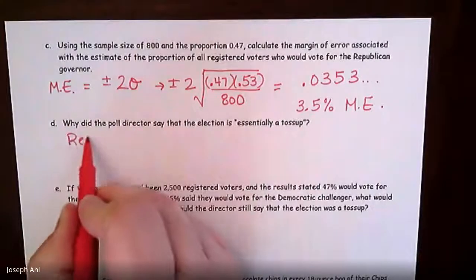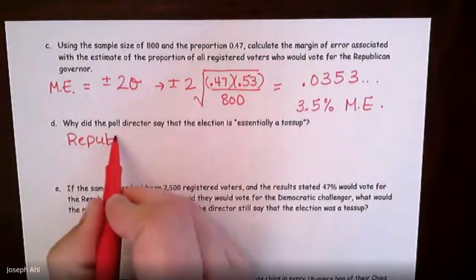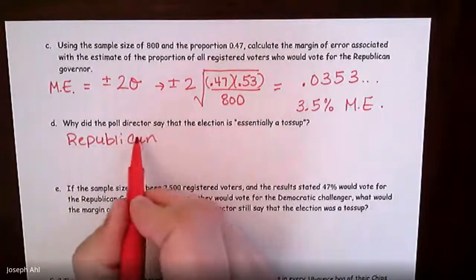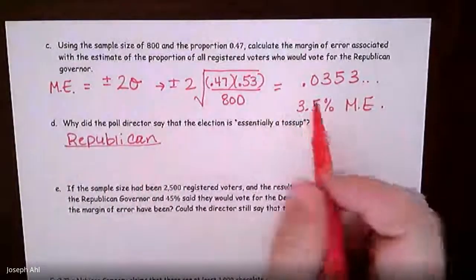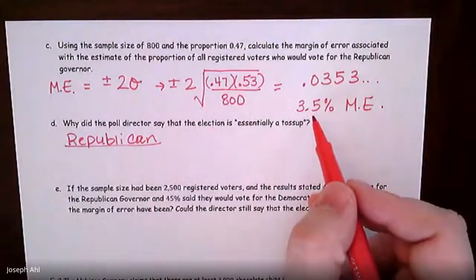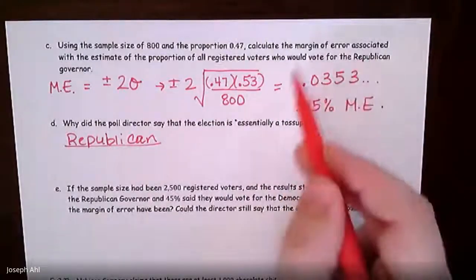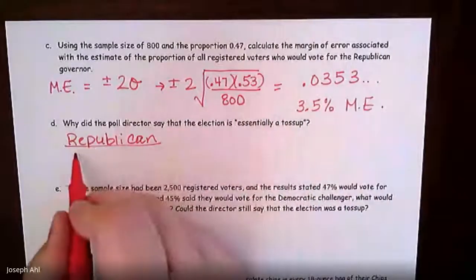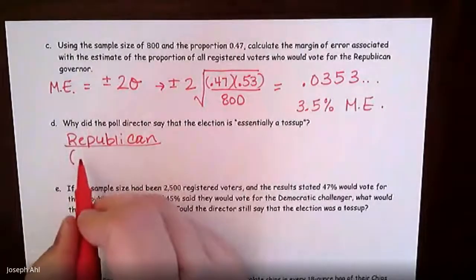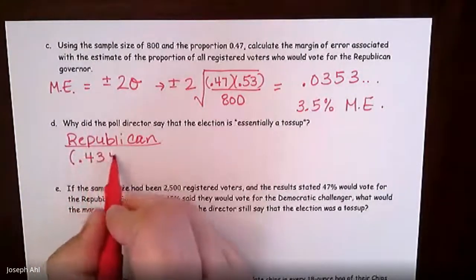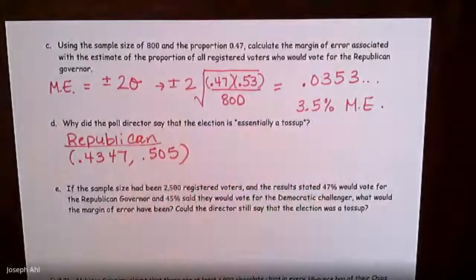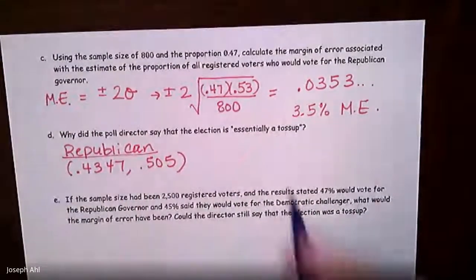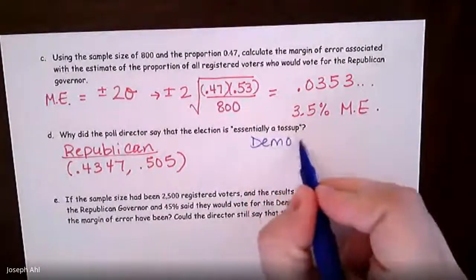So if we look at the Republican plausible range here, what would that do? I would take the average, the 0.47, and then add or subtract this margin of error right here. So I'll tell you the range for the Republican nominee is from 0.4347 to 0.505.